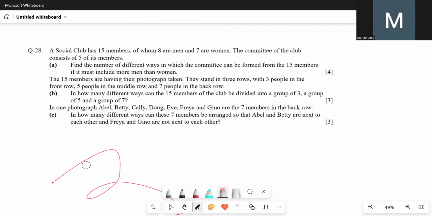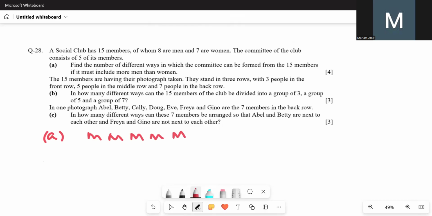So the committee that is selected must have more men than women. So it may only have men. So all those 5 members may be men. So that would be 8C5. 5 men are chosen from the 8 men.